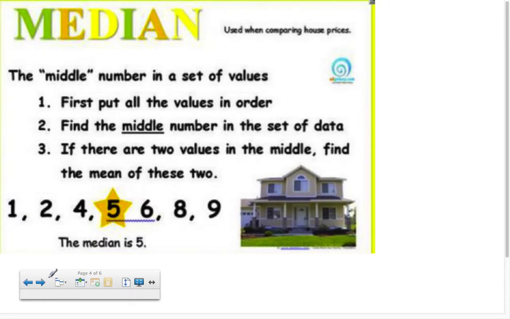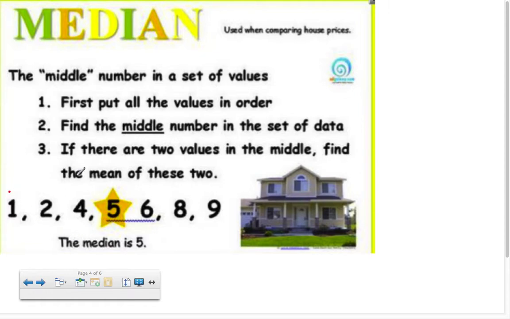Median's a little bit harder. You'll have to arrange your numbers from your data set in numerical order. You'll have to start with the smallest number first and end with the biggest number at the end. So in this example, we see that 1, 2, 4, 5, 6, 8, and 9 are all in order. And it's just so easy. All you have to do is figure out which number is in the middle.